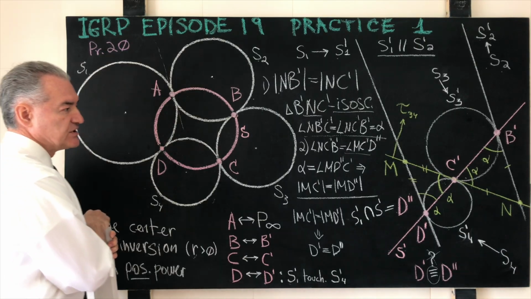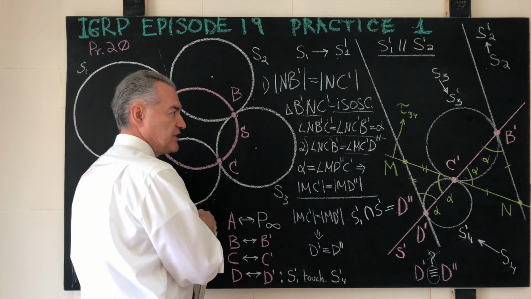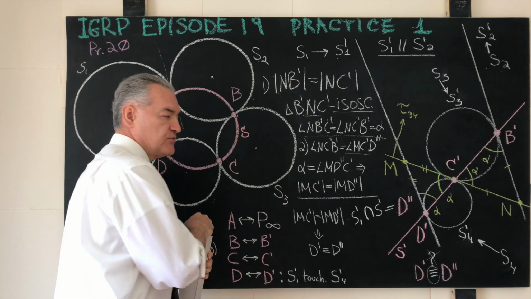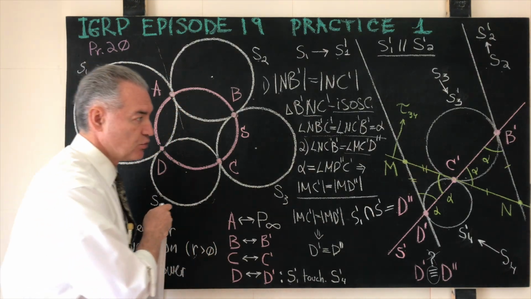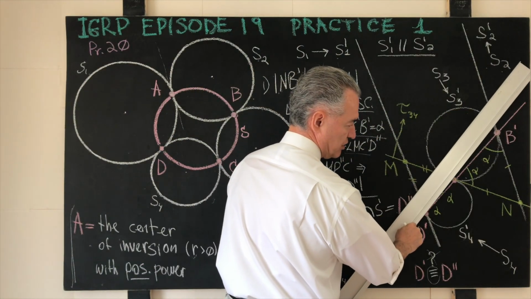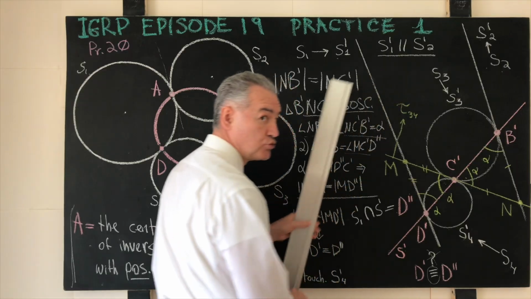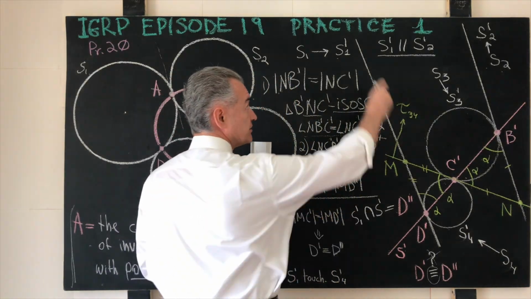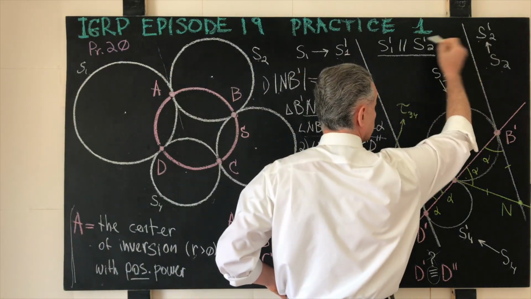But we see that, what do we have here? We have another theorem from Euclid's Elements, Book 1. We have a straight line S prime, shown in pink, falling on two parallel straight lines, S prime 1 and S prime 2, which are parallel.